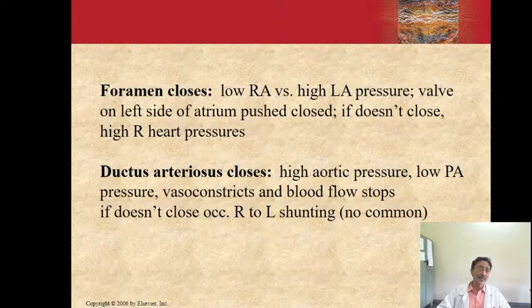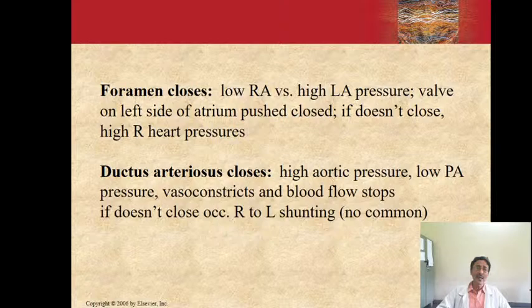The right atrial pressure, as I said, is reduced, and there is a high left atrial pressure. This is because of the resistance. The pulmonary resistance reduces, and the systemic resistance increases. Now because of this high pressure and low pressure, the valve on the left side of the atrium is pushed closed. As a result, you will find that closure of the foramen ovale takes place. Similarly, the ductus arteriosus also closes.